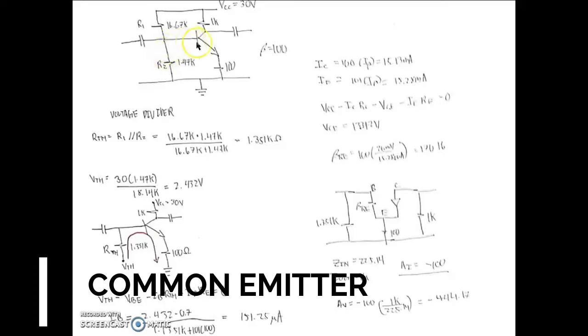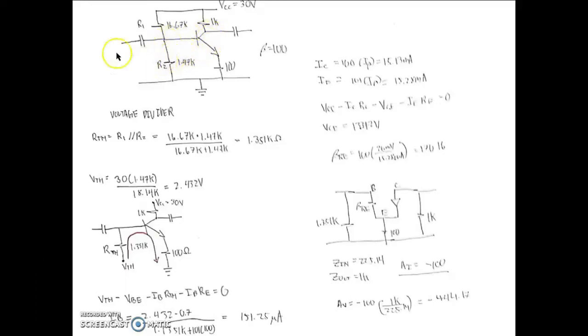This is a BJT transistor, and you can notice here that this is a voltage divider, meaning you need to get the RTH by getting the parallel value of R1 and R2, and then VTH by using voltage division, and then draw the equivalent circuit and use this loop to get IB, and use algebra to get the value of IB. Then IC is equal to beta IB, IE is equal to beta plus 1 IB, and then to get VCE, use the loop from VCC to the common ground. Beta RE is equal to 170.16.